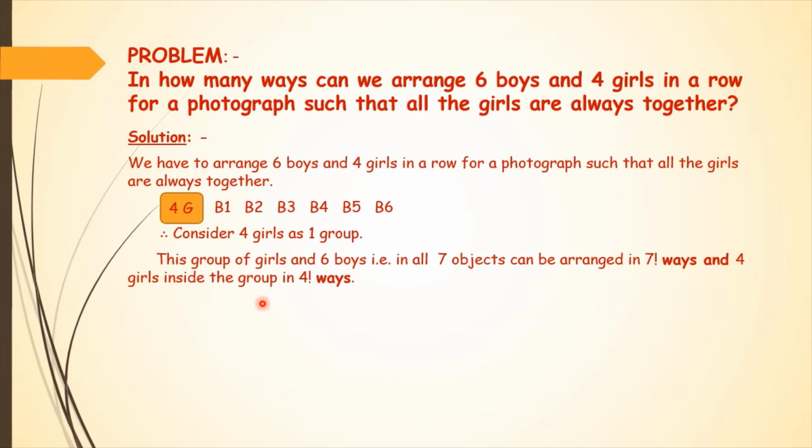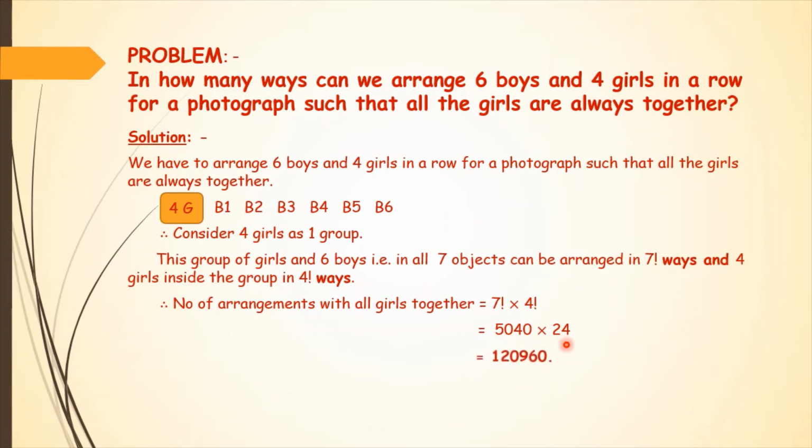To find out the final answer, we will again go back to the product rule from the fundamental principles of counting, because here we are using the word and therefore the corresponding number of ways will be multiplied to get the final answer. Therefore, the number of arrangements with all girls together is equal to 7 factorial multiplied by 4 factorial. So it is 5040 multiplied by 24. So the final answer is 1,20,960.